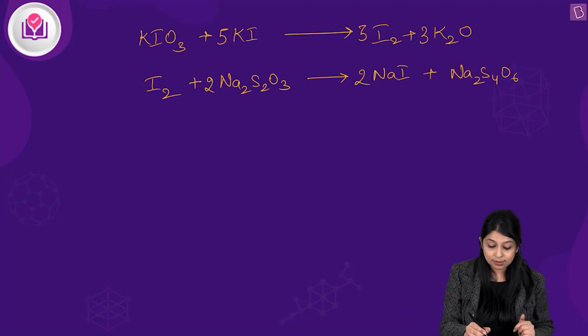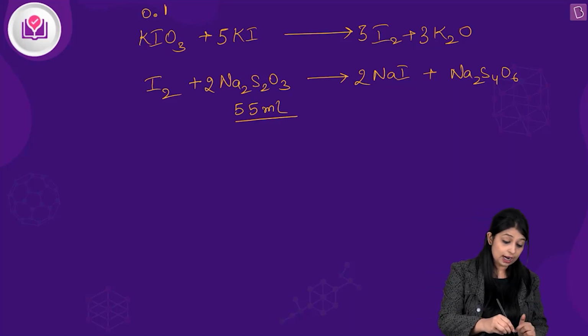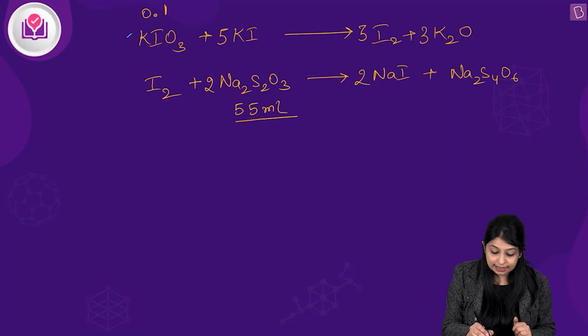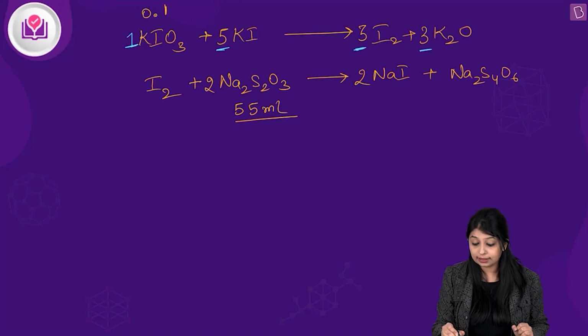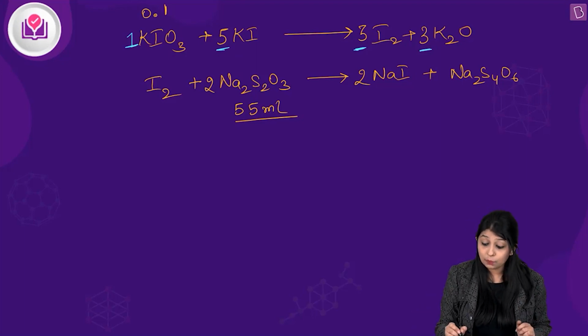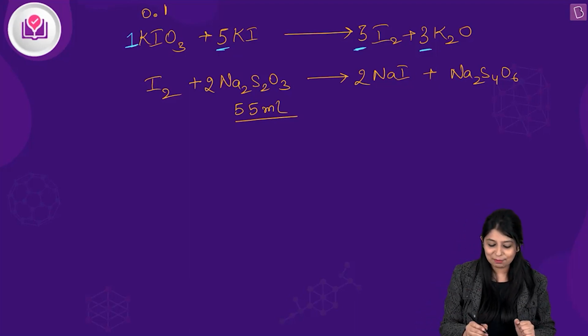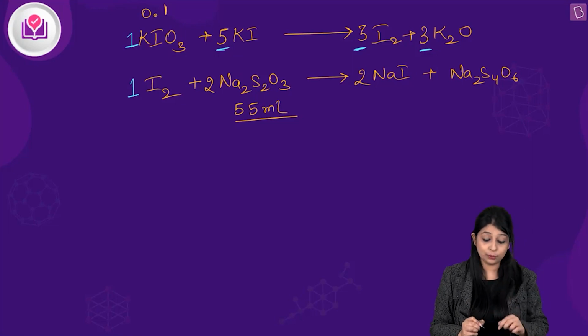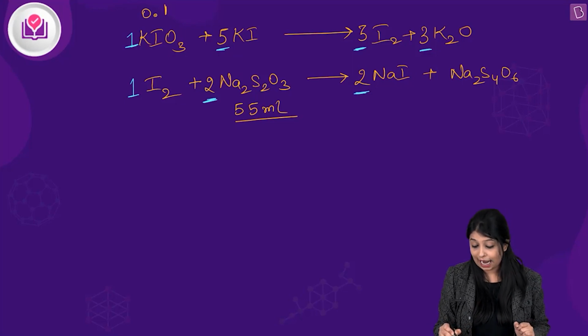Okay, what else information has been given? That we have 0.1 gram of KIO3 and we have 55 mL of Na2S2O3. So what are these two equations telling us? It is telling us that 1 mole of KIO3 is reacting with 5 moles of KI to give 3 moles of I2 and 3 moles of K2O. And whatever number of moles of I2 are liberated in the first reaction are consumed in the second reaction. You can see that 1 mole of I2 in the second reaction is reacting with 2 moles of Na2S2O3 to give 2 moles of NaI and 1 mole of Na2S4O6.